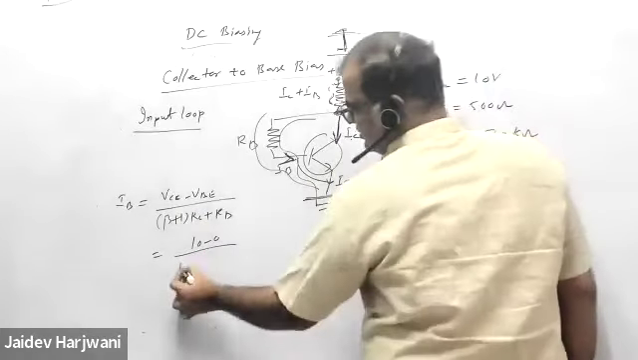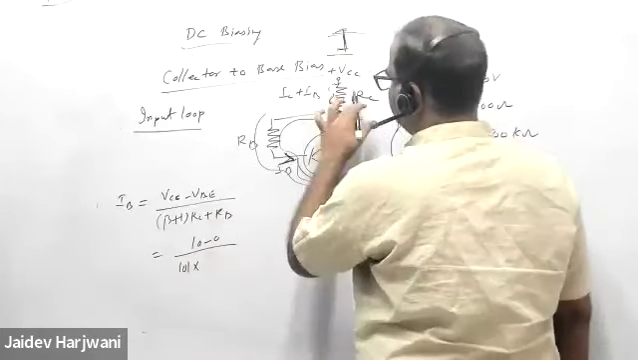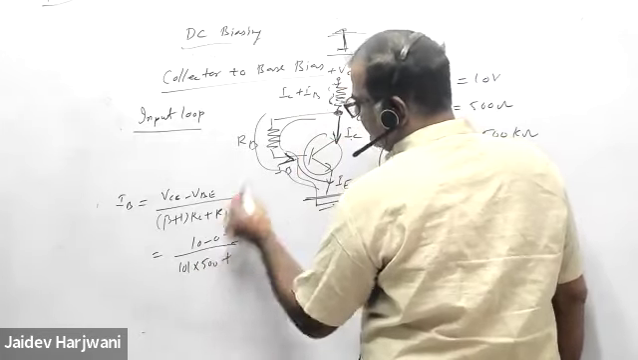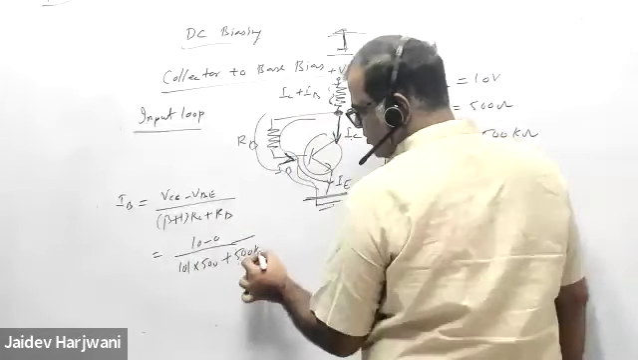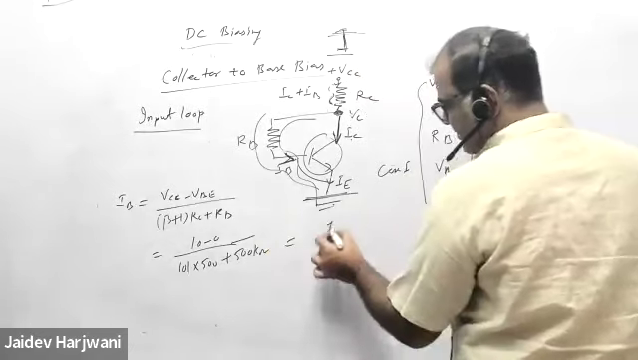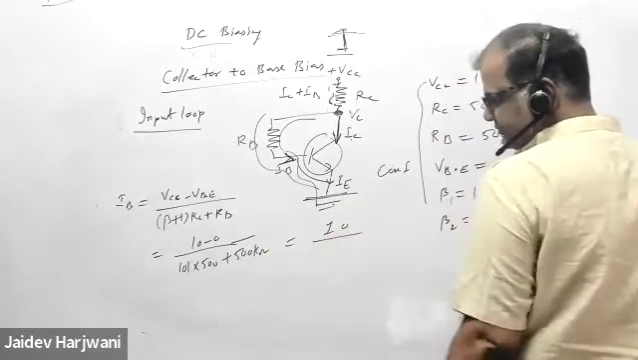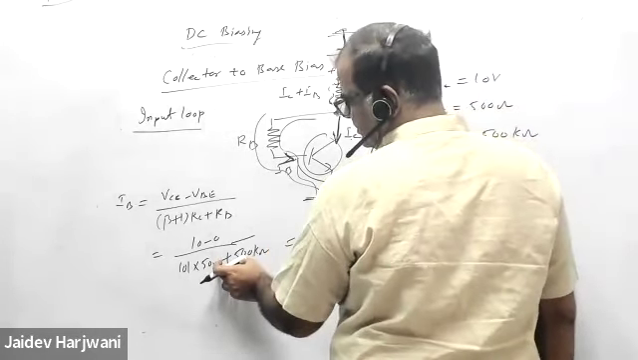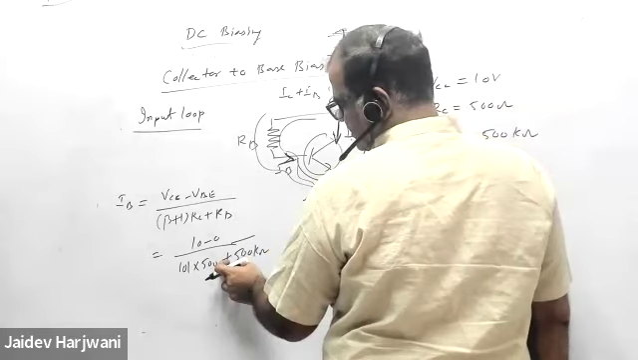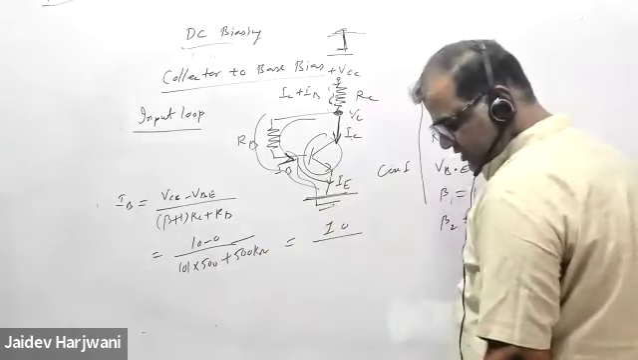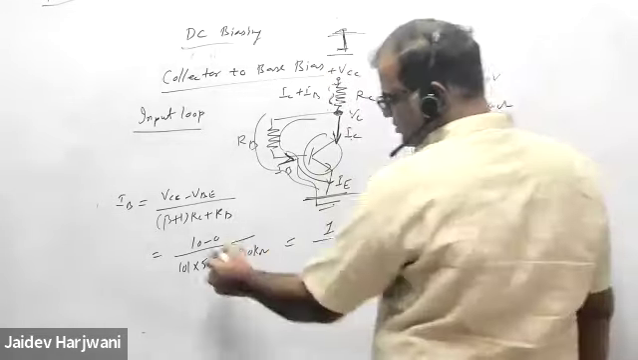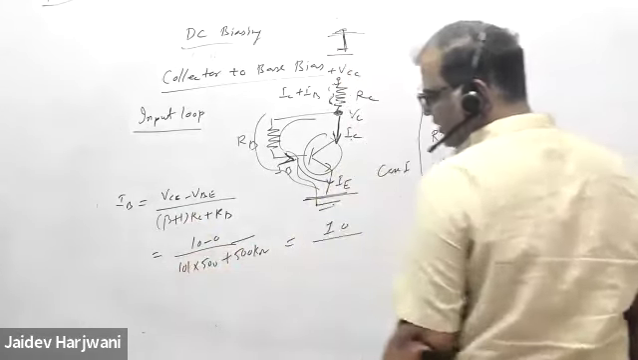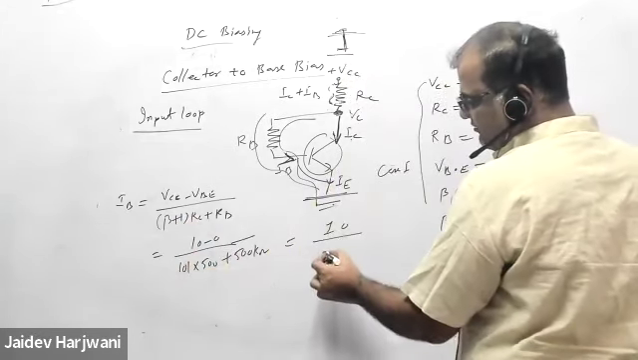So this becomes 101 into RC value. How much is it? 500 ohm, plus RB value is 500 kilo ohm. So this becomes 10 upon 500 kilo ohm plus around 50 kilo ohm. If I neglect one, this becomes 100, this is 5 kilo ohm. So I am writing this is basically 550 kilo ohm.